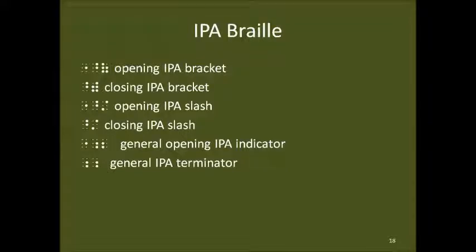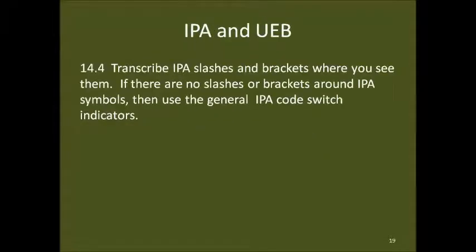Moving on to International Phonetic Alphabet, IPA for short. IPA has its own identifiers, whether you're in IPA or in just regular narrative text, so we should use those symbols for that. International Phonetic Alphabet is already international, so UEB is not touching it. Transcribe IPA slashes and brackets where you see them. If there are no slashes or brackets around IPA symbols, then use the general IPA code switch indicators that were in the list on just the previous screen.